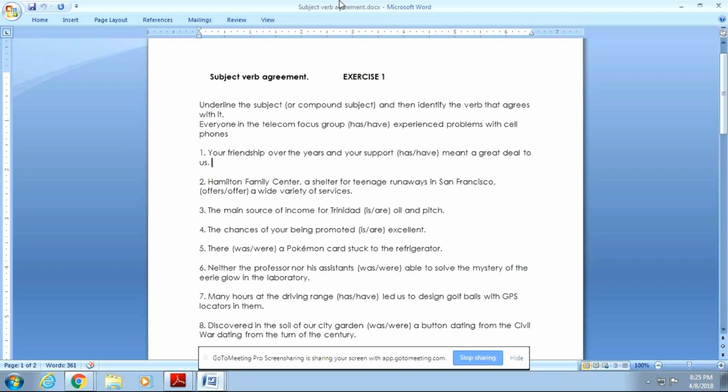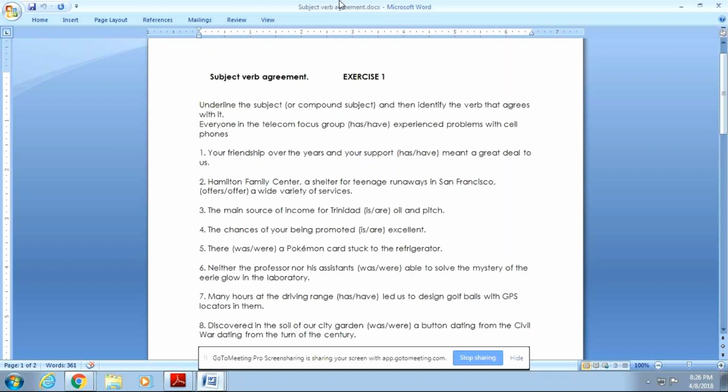And next, sixth sentence: neither the professor nor his assistants were able to solve the mystery of the eerie glow in the laboratory. So what is the subject here? This is a correlative conjunction. I forgot to tell you the concept here. If you ever come across neither nor, either or, the verb goes with the nearest subject. Make note of it. The verb agrees with the nearest subject.